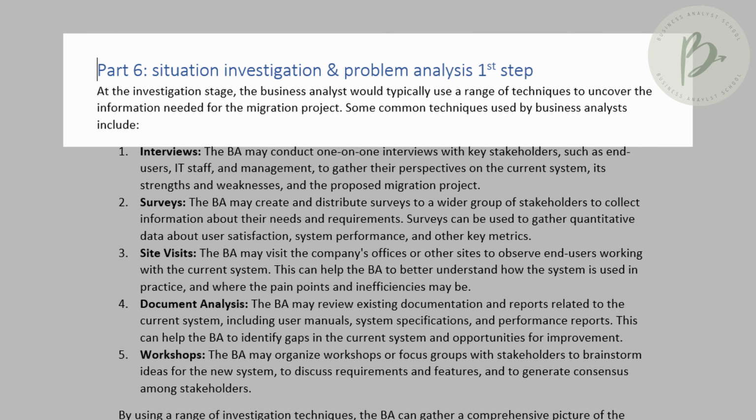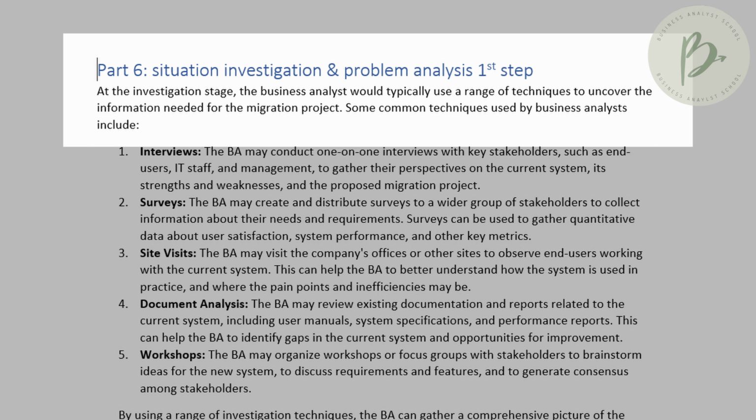So in my last video, we looked at the BA approach, part 5 of our project, okay? Now, today in part 6, we identified the 6 stages or the 6 steps that the business analyst should take when placed on a project. Now, the first step is the situation investigation and problem analysis, right?